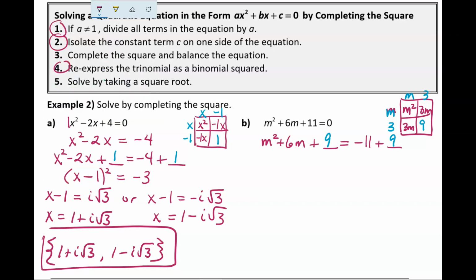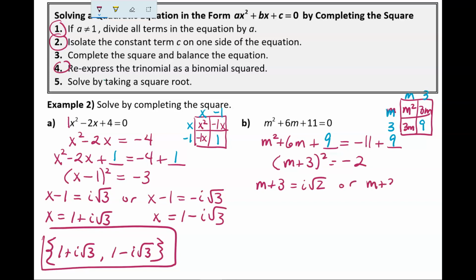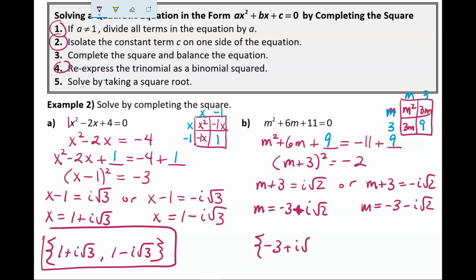Okay, so we've got m plus 3 squared equals negative 2. And now taking a square root, m plus 3 is either equal to i root 2. It's not a real number because we're taking the square root of a negative. Or m plus 3 is equal to negative i root 2. All right, subtracting 3, m is negative 3 plus i root 2, or m is negative 3 minus i root 2. So our solution set, again, contains 2 conjugate solutions.